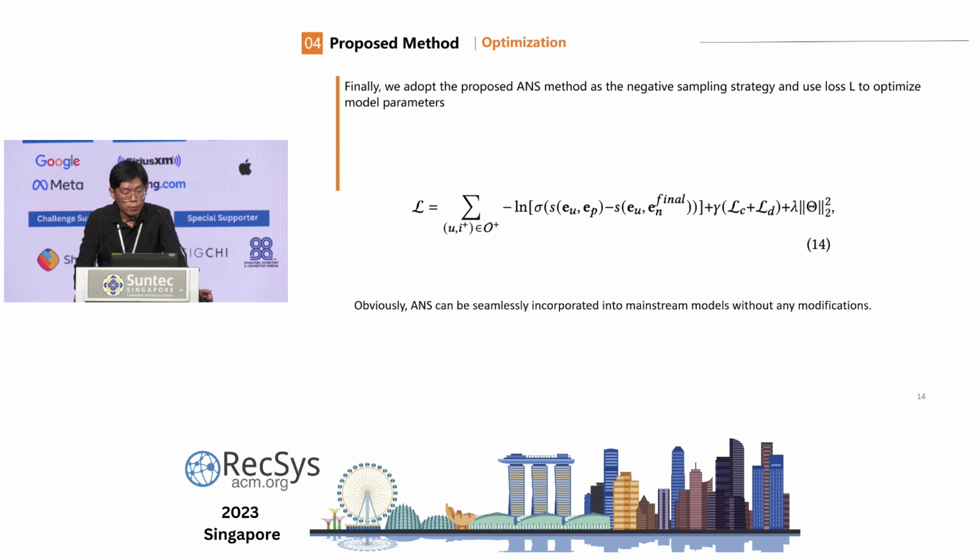Finally, we adopted the proposed ANS method as a negative sampling strategy and use the loss function to optimize our model parameters. ANS can be seamlessly incorporated into mainstream models without any modification.